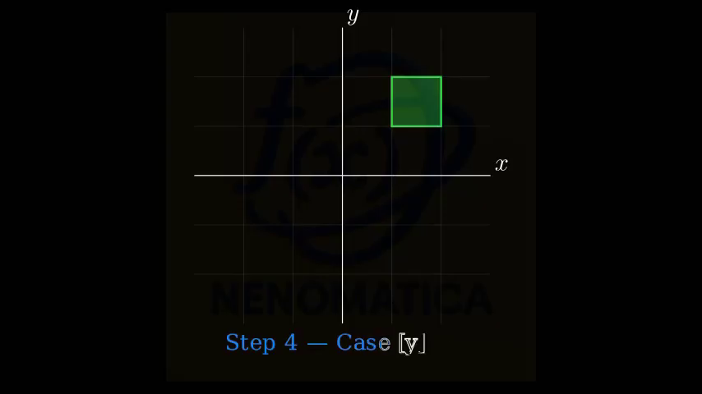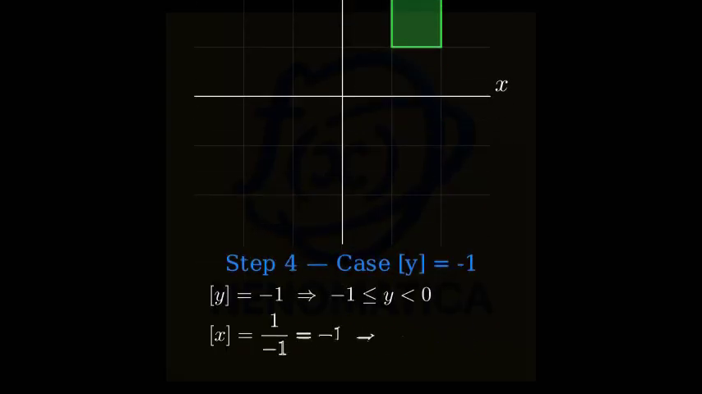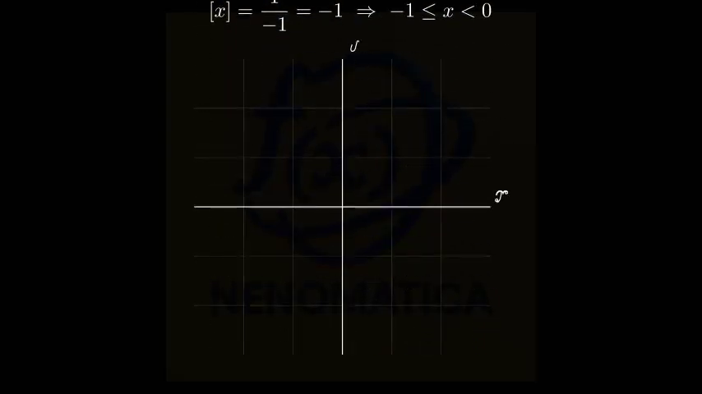Step 4. Case 2. [y] equals -1. That means y is between -1 and 0. From our isolated equation, [x] equals 1 divided by -1, which is -1. So x is between -1 and 0. On the plane, this corresponds to the square from -1 to 0 in both x and y.